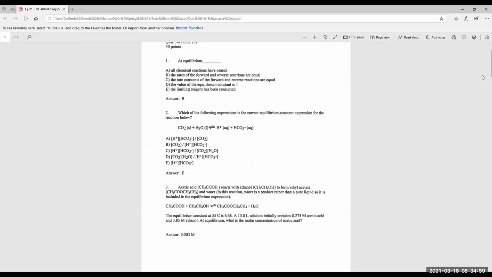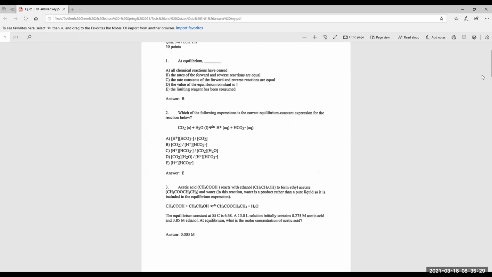Then number three, acetic acid reacts with ethanol to form ethyl acetate in water. There's a note here that in this reaction, water is a product rather than a pure liquid. Sometimes water is a product or a reactant in a reaction, and sometimes it's the pure liquid, the solvent. In this case, it was a product in the reaction, so it did show up in the equilibrium expression.